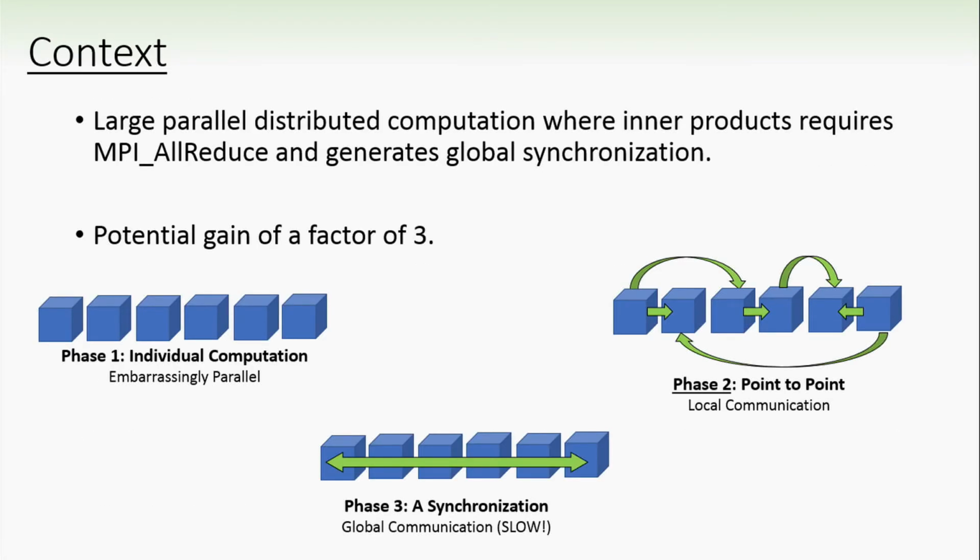So the context. Inner products can be expensive. They are large parallel distributed computations, and they require MPI all-reduces. So there's essentially 3 phases within this computation, where phase 1 is where each processor can have their own individual computation, which is embarrassingly parallel. Phase 2 is point-to-point communication, which I assume to be scalable. But then there's the synchronization phase, or these MPI all-reduces, which is a bottleneck and slow. So we want to remove these. But what I do want to note is that the potential gain from moving CGS2 from 3 sync to 1 sync is only a factor of 3 here.